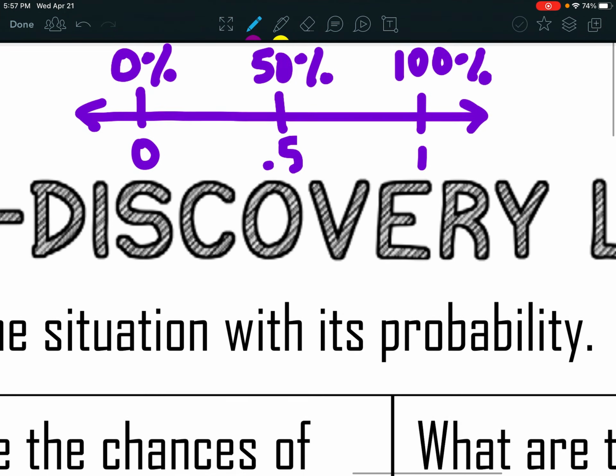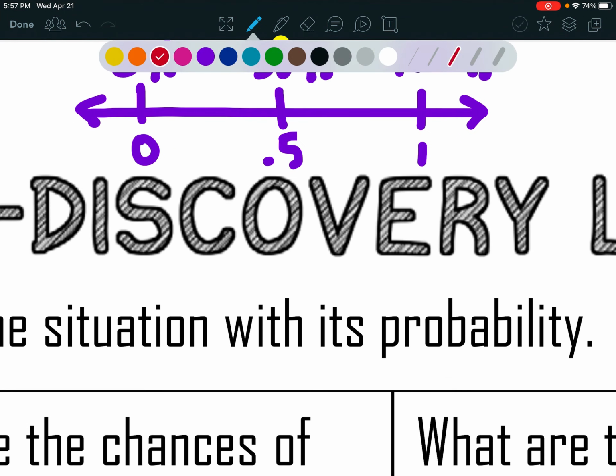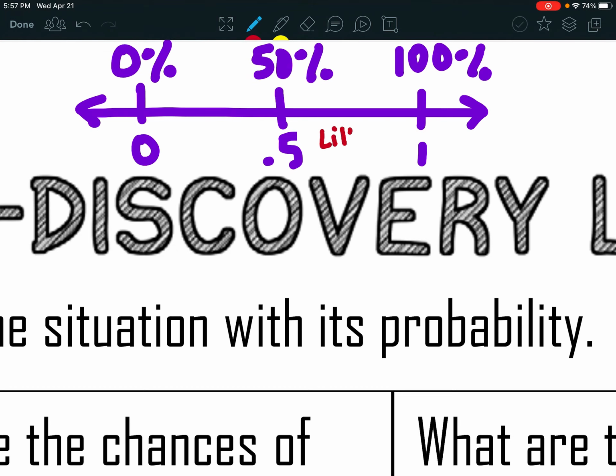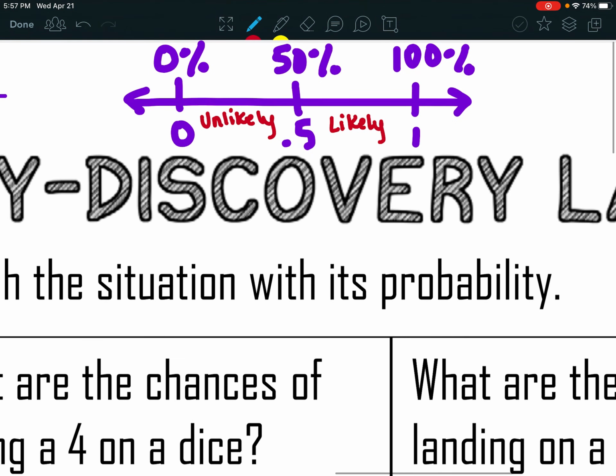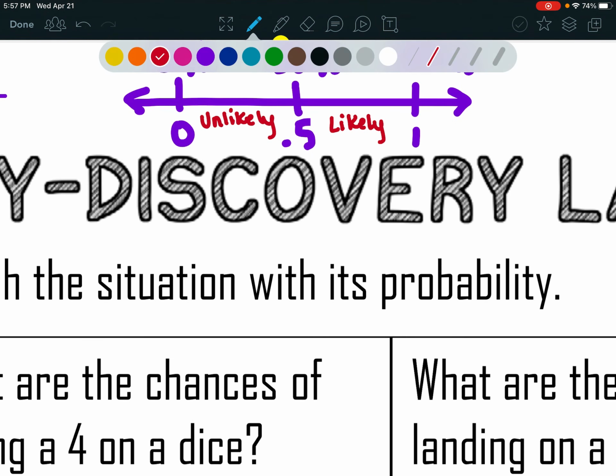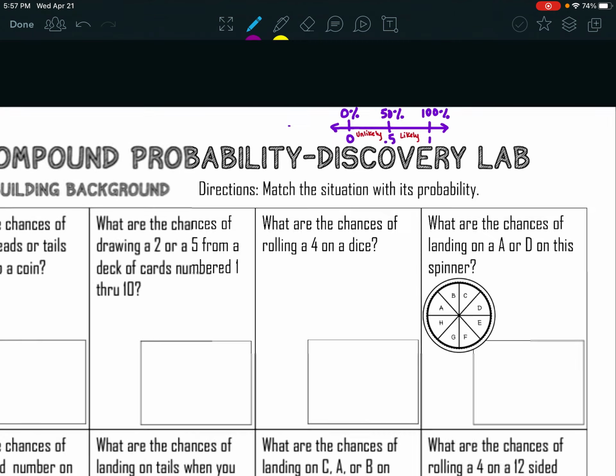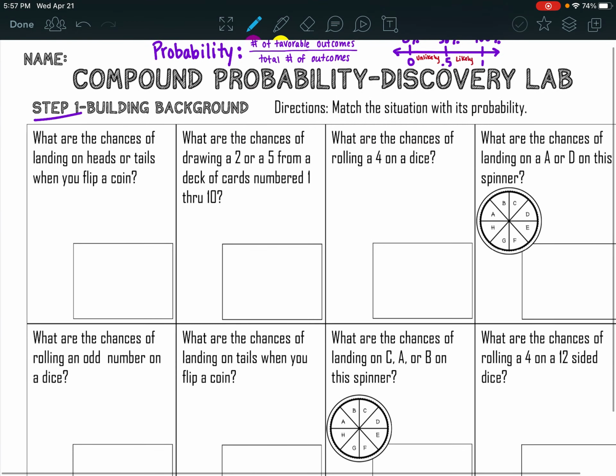And then we use these words that determine whether things are likely to happen or not. If they're anywhere between 50% and 100%, that is likely. If it's anywhere from 0 to 49%, then that is unlikely to happen. So we use those words to determine the likeliness of an event happening. So let's go over these quickly. These are all just one event happening.